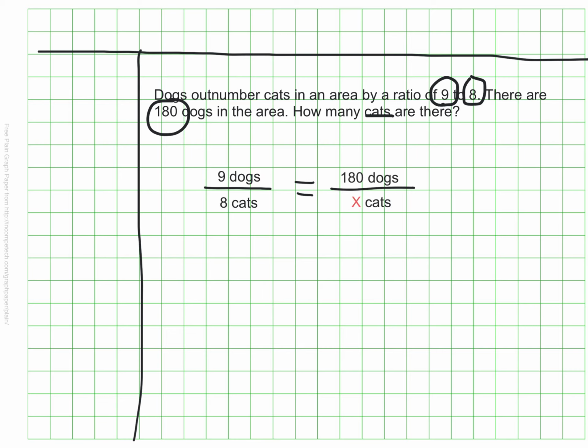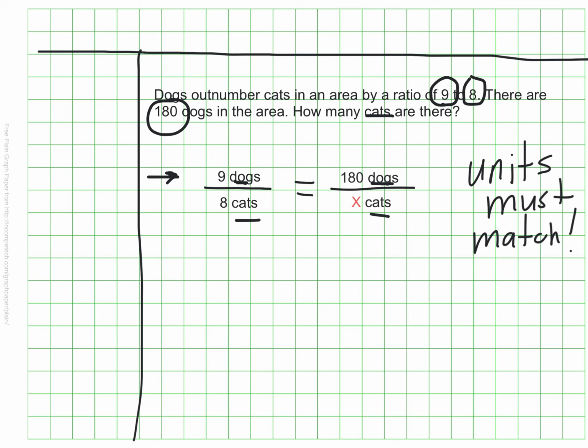So here we have our proportion set up, and I want to point something out that's very important. And that is that your units must match. So you can see here that on this top part of my ratio, I have dogs, and I have dogs on the top part of the equivalent ratio or proportion as well. The same units are on the top, and of course the same cats and cats are both on the bottom. That's always going to be very important.